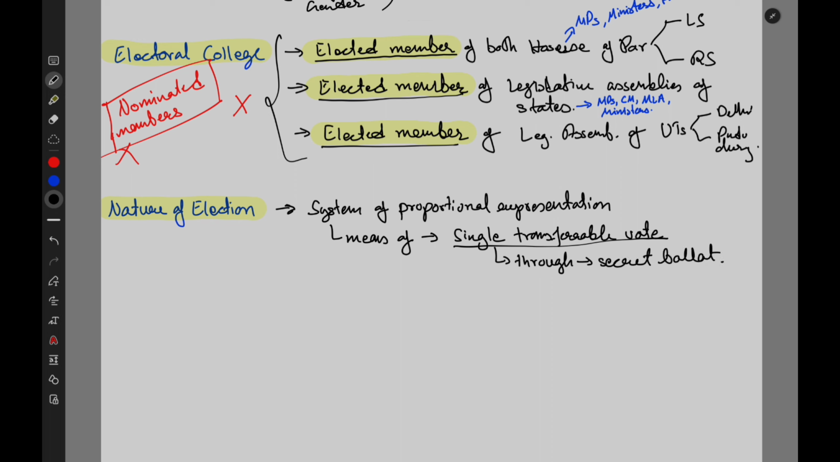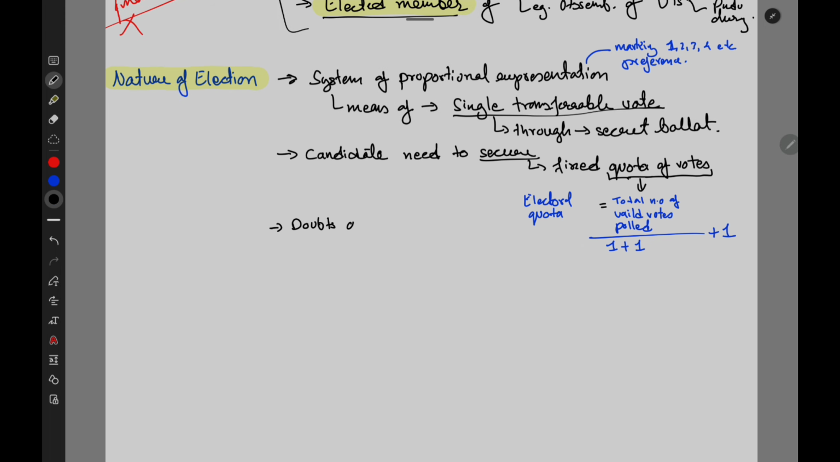Voting is done by secret ballot, by providing one paper in which the names of the candidates are given according to preferences. In this case, a candidate needs to secure a fixed quota of votes. The formula for the quota is the total number of valid votes polled divided by the number of posts of the president, which is 1, plus 1, plus 1.